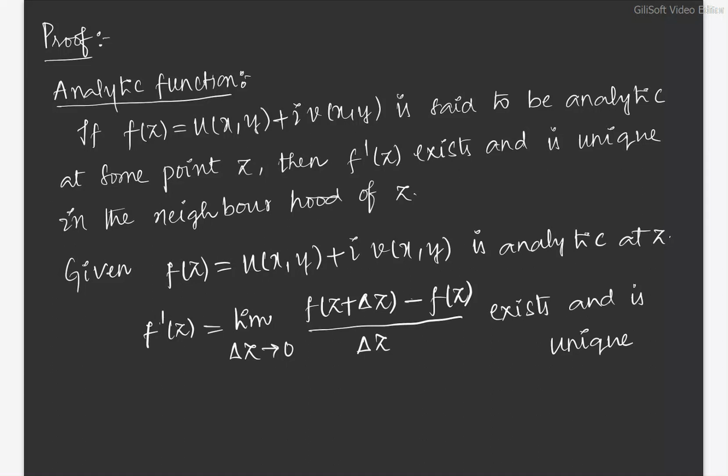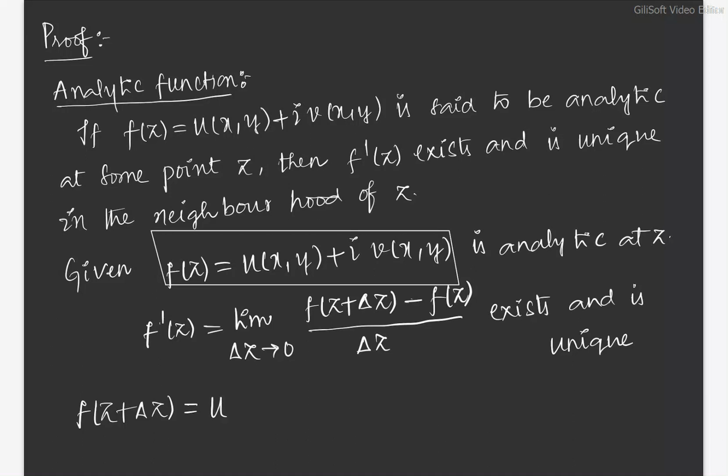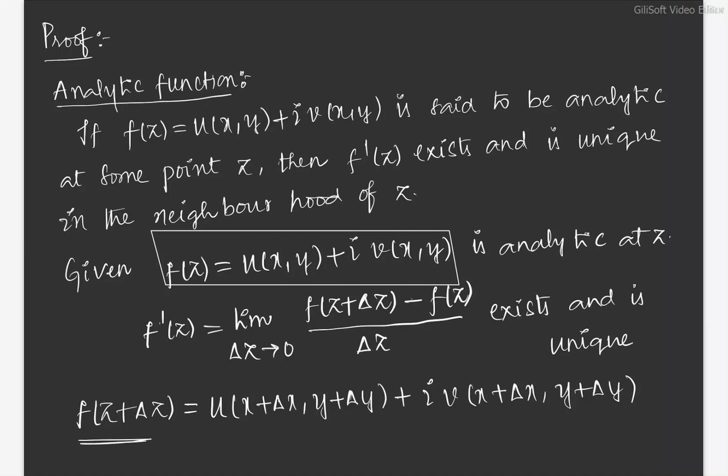So now we can consider f of z, that is f of z is given as u of x comma y plus i into v of x comma y. Next, consider f of z plus delta z, which means x changes to x plus delta x and y changes to y plus delta y. Then we will get u of x plus delta x, y plus delta y plus i times v of x plus delta x, comma y plus delta y.